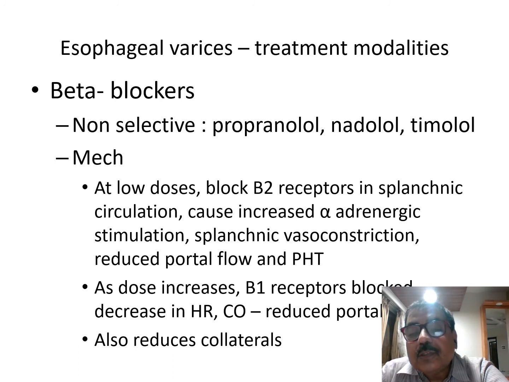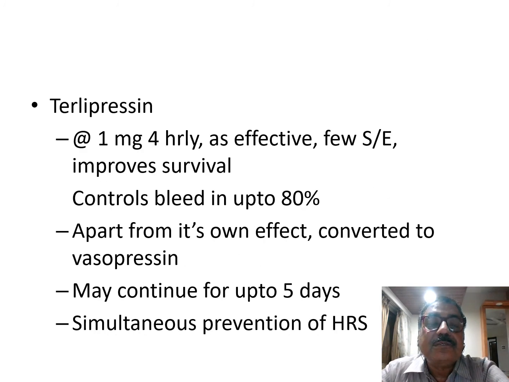And at low doses, what does it cause? It blocks the beta 2 receptor in the splanchnic circulation, due to which there is increased alpha adrenergic stimulation, and with splanchnic vasoconstriction, what will happen? There is reduced portal flow and reduced portal pressure. If the portal pressure is reduced, the variceal pressure is further reduced, and that is the happy situation. The risk of rebleeding is far less.